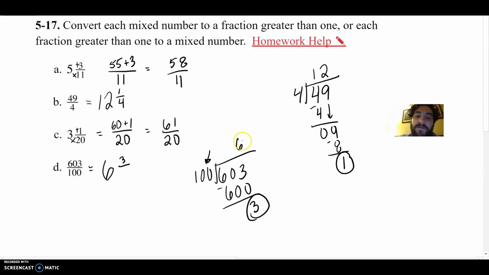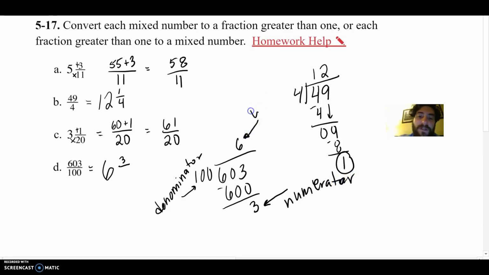So all your parts to your fraction are right here. Right, so this is your denominator. All right, this becomes your numerator. And this is how many wholes. This is your whole number.